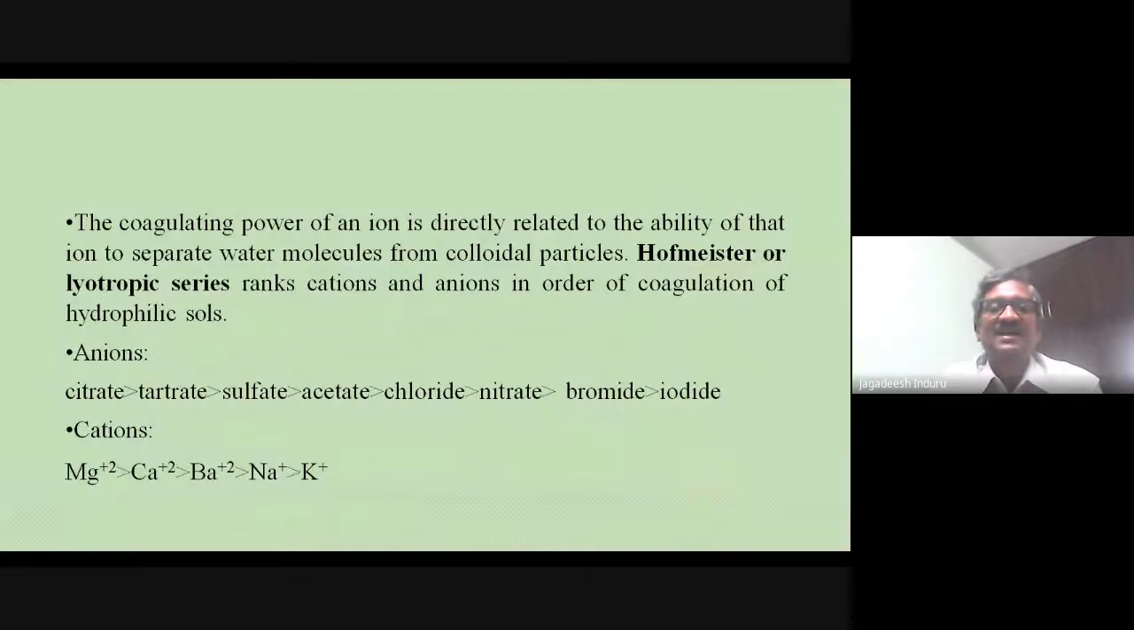In Google Forms and your GPAT questions, these questions will be asked in the exam. In your open book exam and your Google Sheets in the sessional, you are going to get such questions. Because acetate is also monovalent and chloride is also monovalent, but acetate has more power than chloride to precipitate. Similarly, chloride has more than nitrate. After that, you have bromide. At the last, it is iodide.